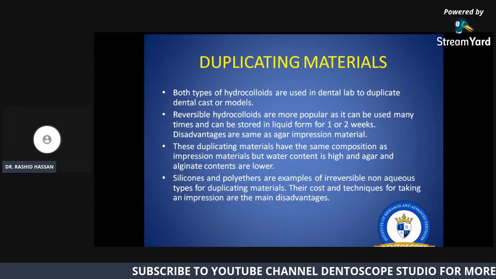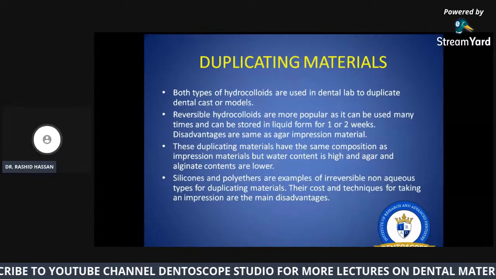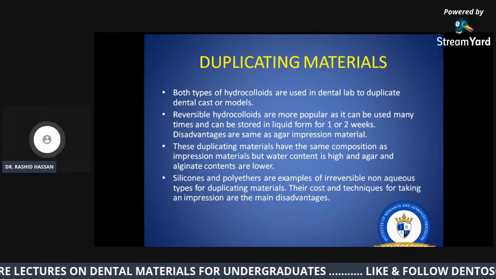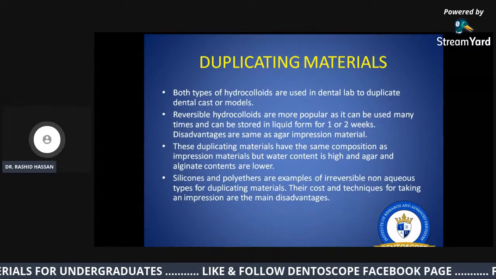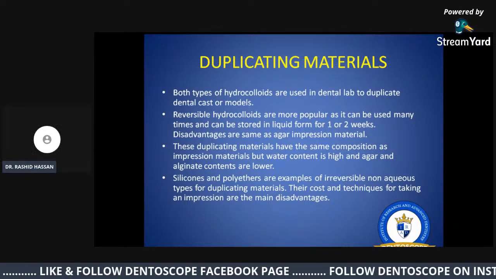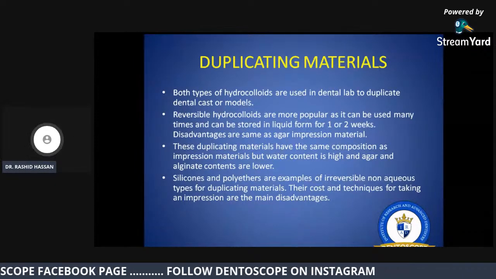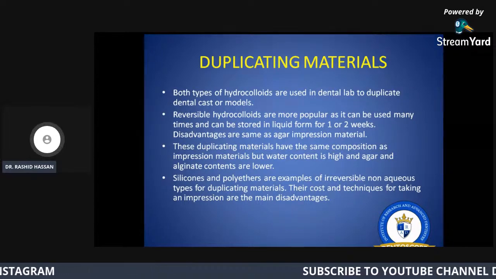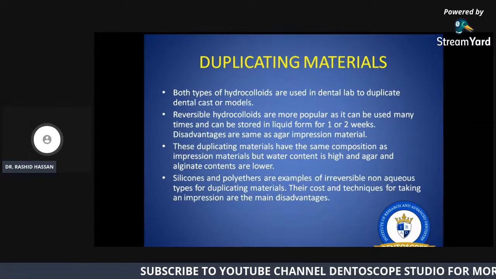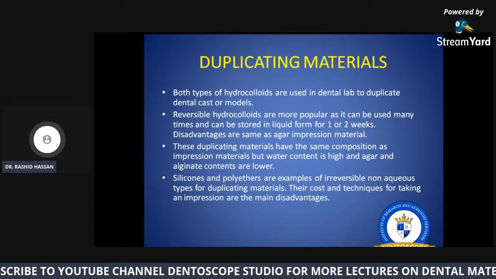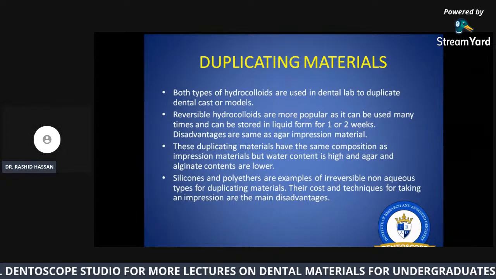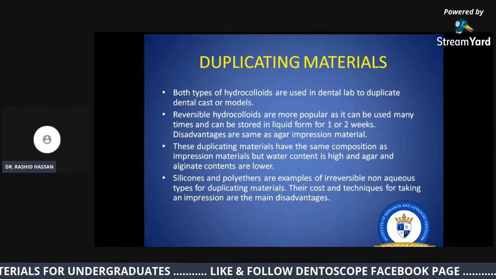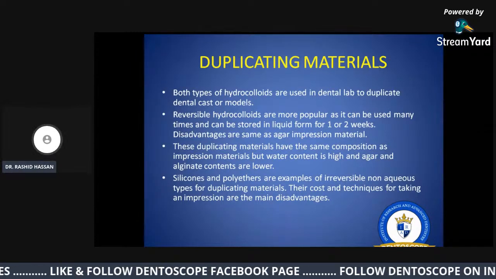But the water content is high, and agar and alginate content is lower. So as the properties and composition have changed, the use has also changed, because we need them now for the duplication process, not for recording the impression. So we just take an impression, make a cast, and then we use the duplicating impression material and take the impression of the cast to reproduce the second cast. Such materials are very much helpful, especially the reversible one, for the duplicating process.